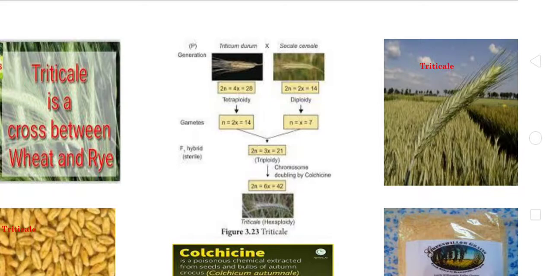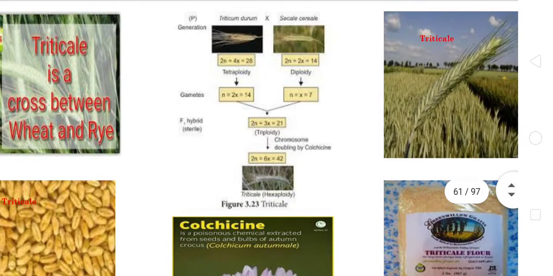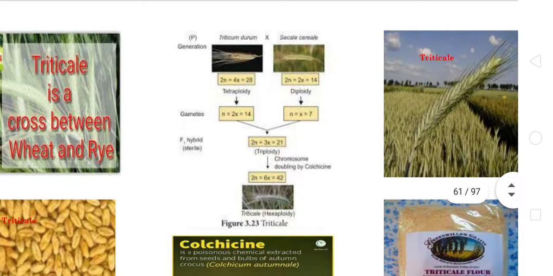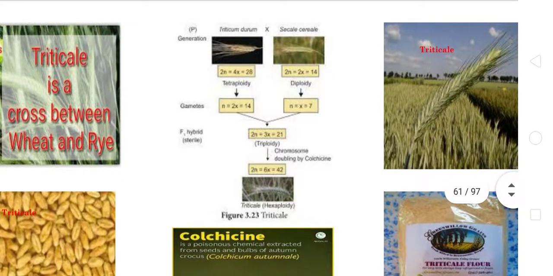We have to call it autopolyploidy. Sorry, it is allopolyploidy because they are different plant species. Then it goes for gamete formation. From the 2n, a single n is formed, which is equal to 2x, equal to 14. Whereas in Secale, n is equal to x, equal to 7. For the F1 hybrid, we can get 2n is equal to 3x, equal to 21. So this is the triploidy.